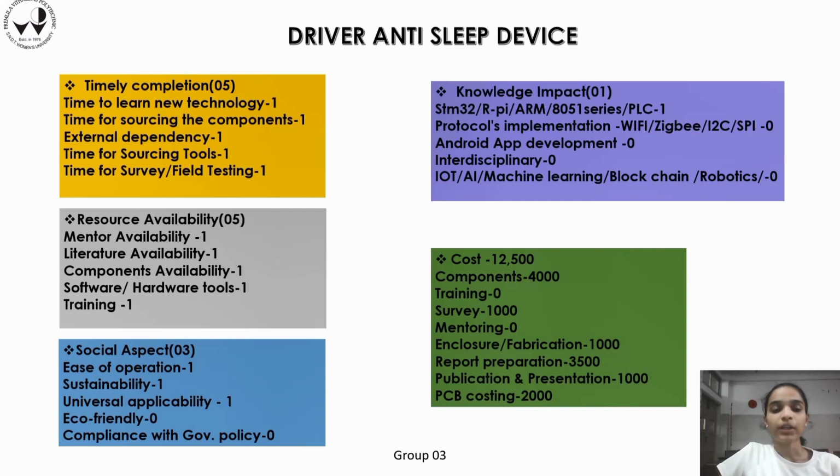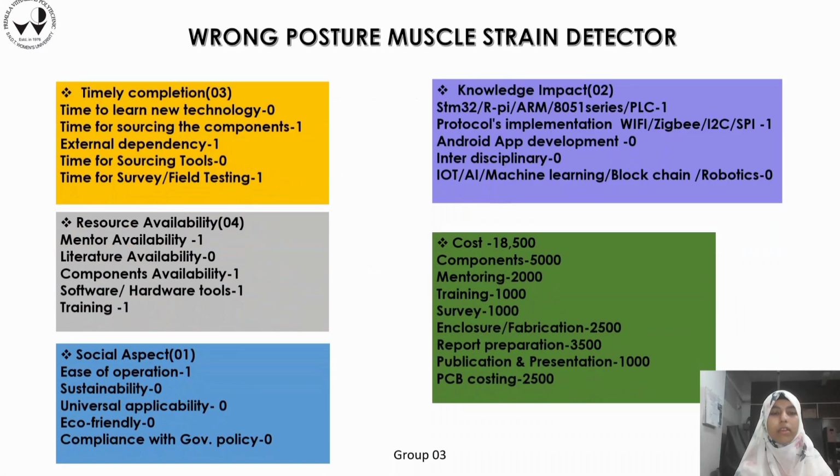So the next slide will be explained by Habiba Ansari. Thank you. Hello, my name is Ansari Umme Habiba, and I'm going to explain the second slide, which is the wrong posture muscle detector. And this is our second project, in which we have considered 5 parameters and their sub-parameters.